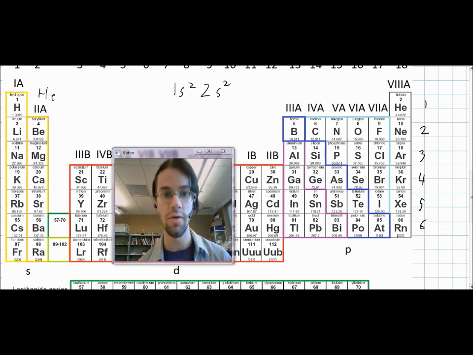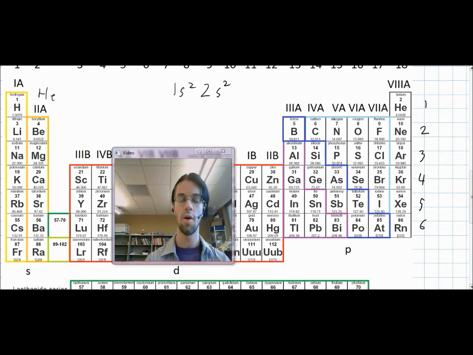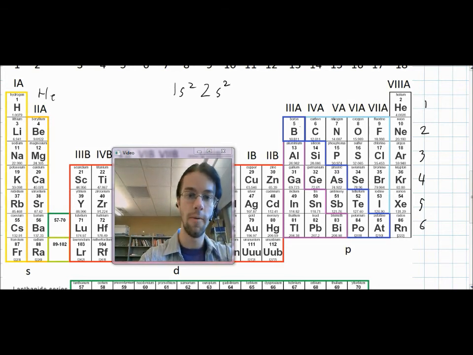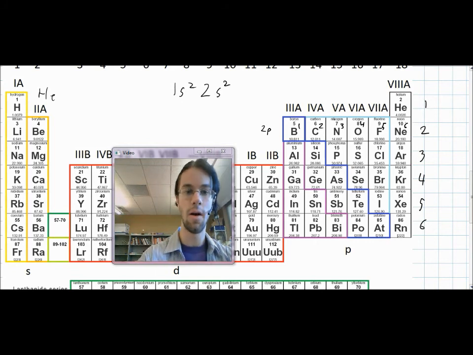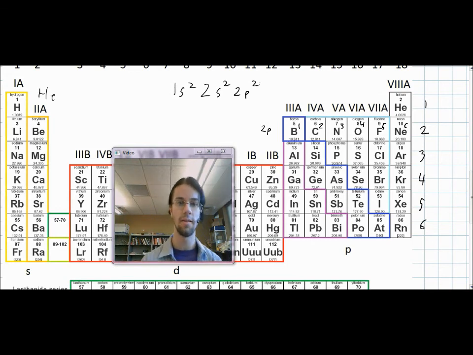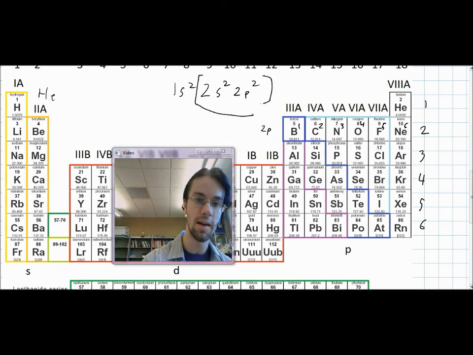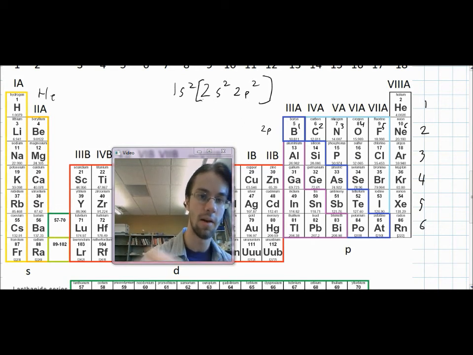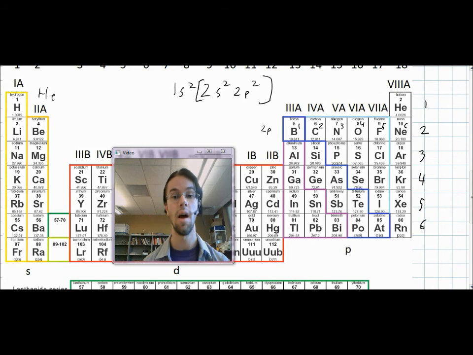Now let's move on to the p orbitals. So let's go all the way to carbon. Now with carbon, notice it's in the p section. We have the 2, so this one is a 2p. We have 2p1, 2p2, 2p3, 2p4, 2p5, and 2p6. And so with carbon, we're just going to add the 2p2. And then this is the valence electrons. Oh, that's a really long... Okay, so this is the valence electrons of carbon.